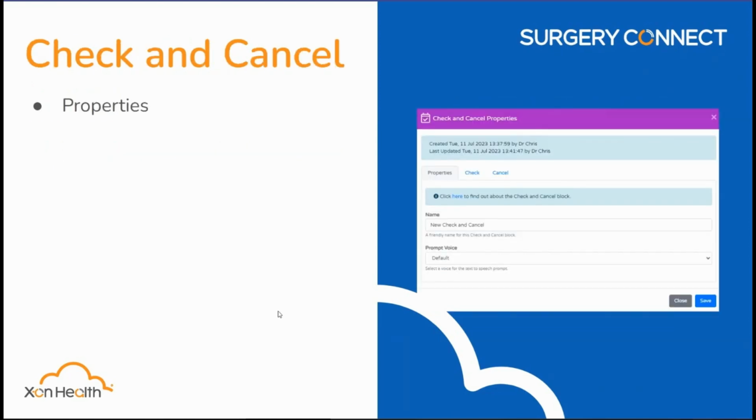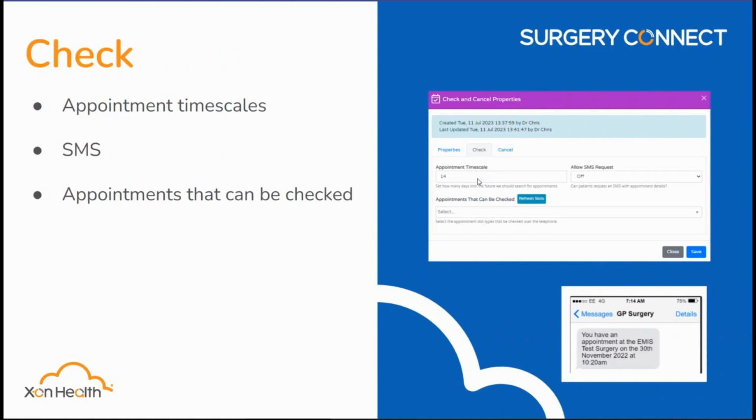Within the check and cancel block, it splits out separately into check and cancel. So as usual, you can rename the blocks just so that you can see exactly what's going on in the call flow. And on the check block, on the tab, you'll be able to set the appointment timescales. So how far into the future the patients can actually search those appointment lists. You can also turn off or on automatic texts so that you can send out a text message to the patient if they're on their mobile phone with the details of the appointment there. You can also specify the appointments slots that need to be checked there, and you can add and remove different lists to the individual boxes there.